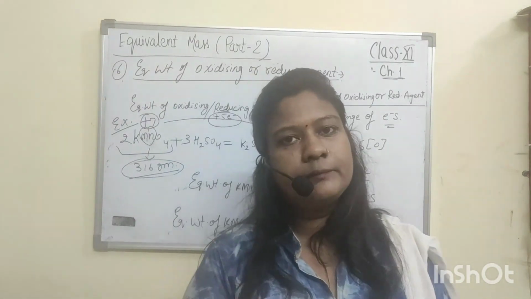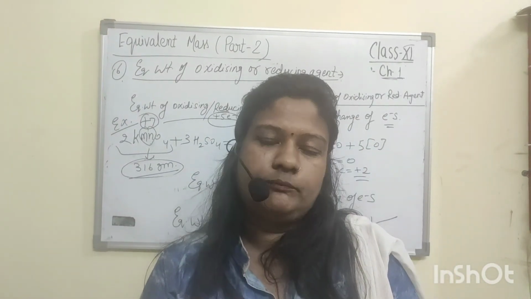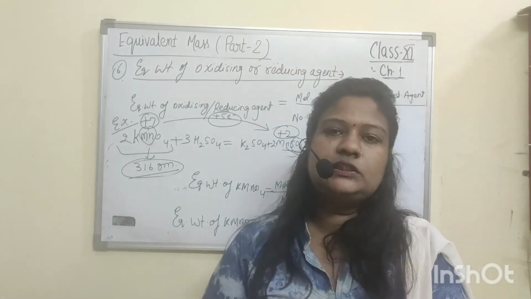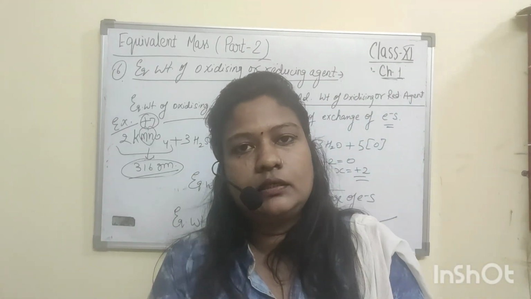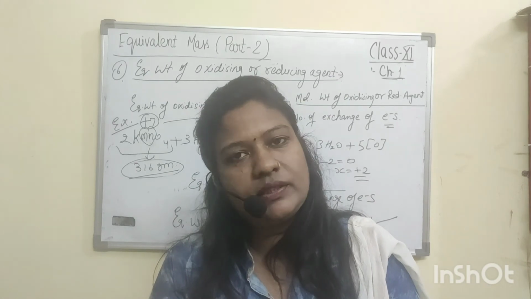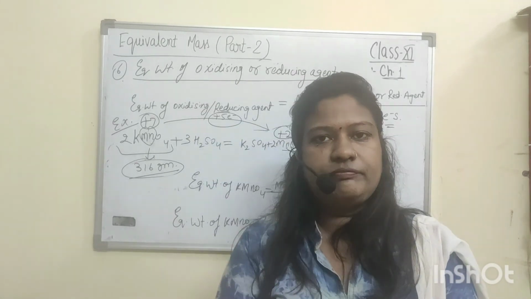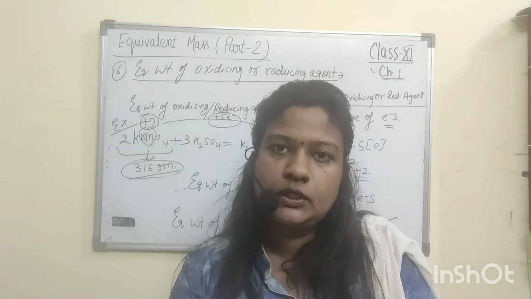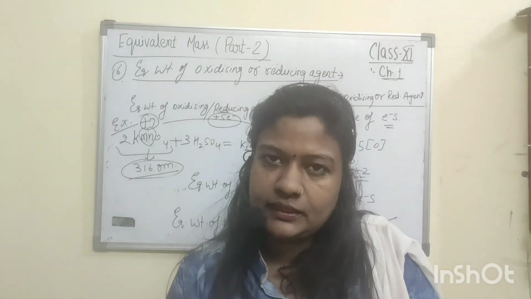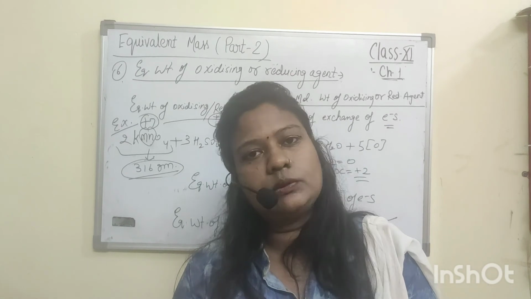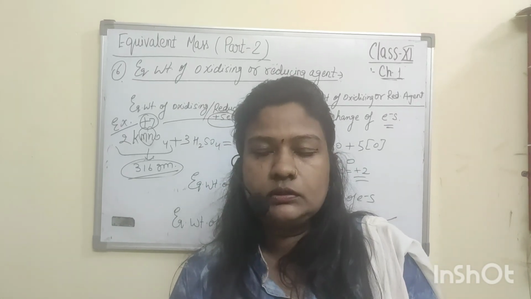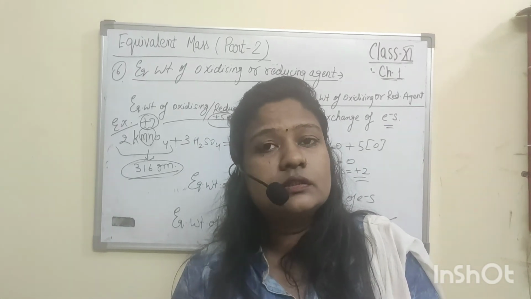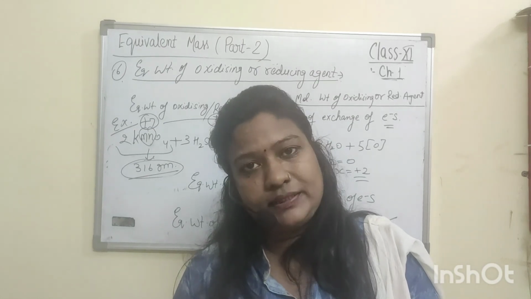Okay, clear? So in this way, I have told you about 6 formulas to directly calculate equivalent weights of substances, whether it is an element or substance or any ion or oxidizing agent or reducing agent or salt, or whether it is an acid or base.